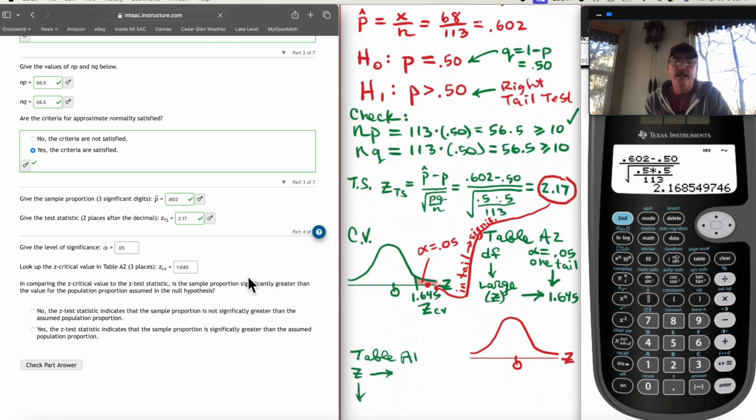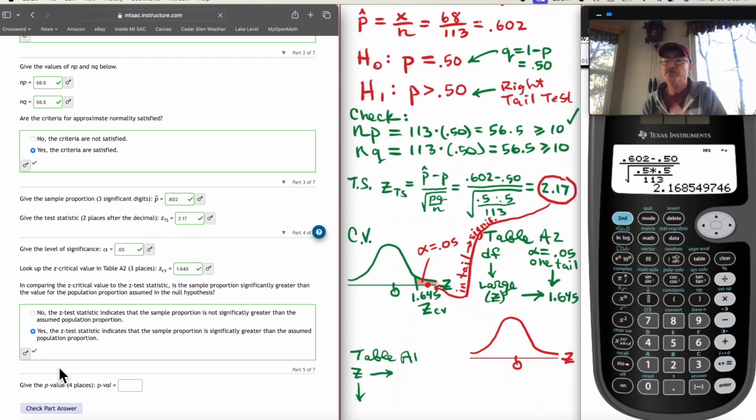And so the question here, I haven't checked anything, but it did make it to the tail. It is significant, so we'll go ahead and say yes. The 602 is significantly greater than 50%, so that seems to support the alternative hypothesis. If I could just click this thing, there we go.